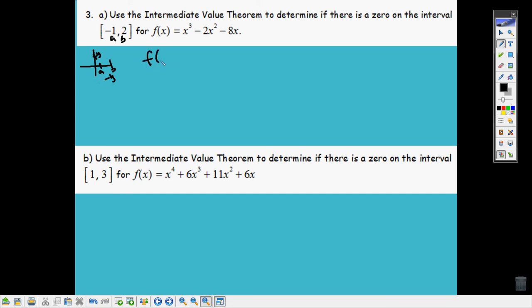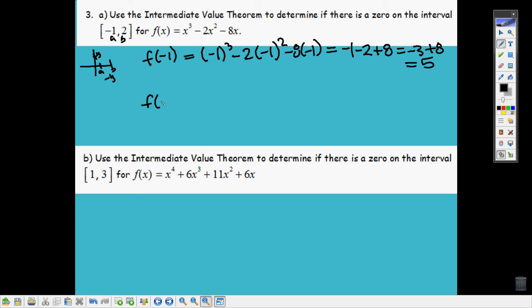So I'm going to find f of -1. So I have -1 cubed minus 2 times -1 squared minus 8 times -1. Negative 1 cubed is negative 1. Negative 1 squared is 1 times negative 2 is negative 2. And negative 1 times negative 8 is a positive 8. And negative 1 minus 2 is negative 3. And negative 3 plus 8 is a positive 5.